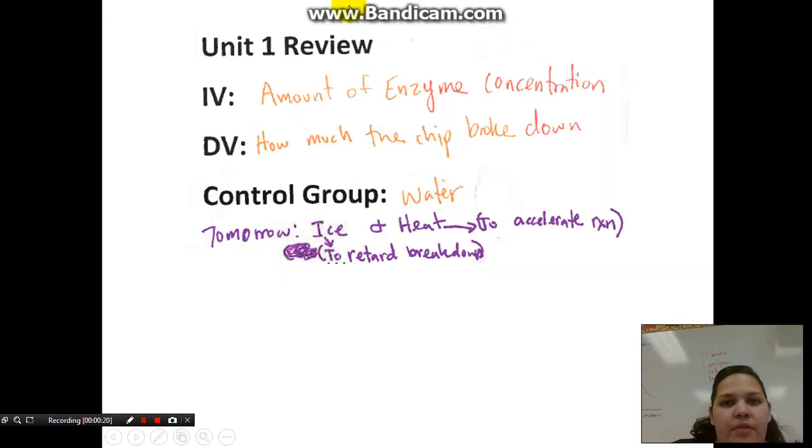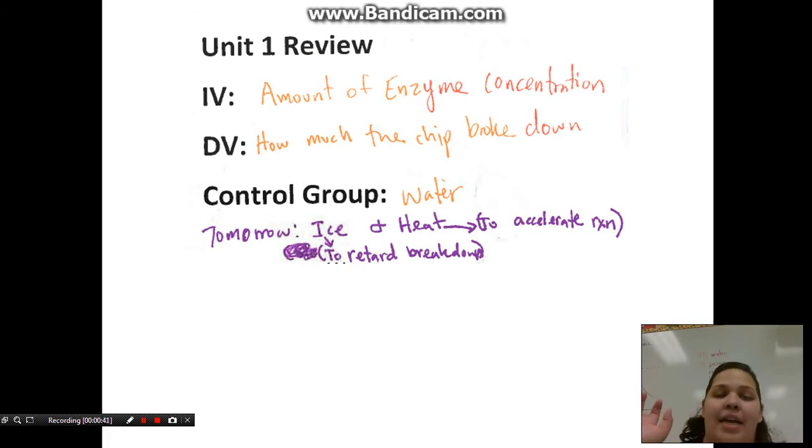So for Unit 1 review, this is just a reminder of what we did today. So today, we looked at the amount of enzyme concentration to see how much the chip broke down. That was our DV. And we spit at different volumes. Our control group was water because our saliva has 99% water.